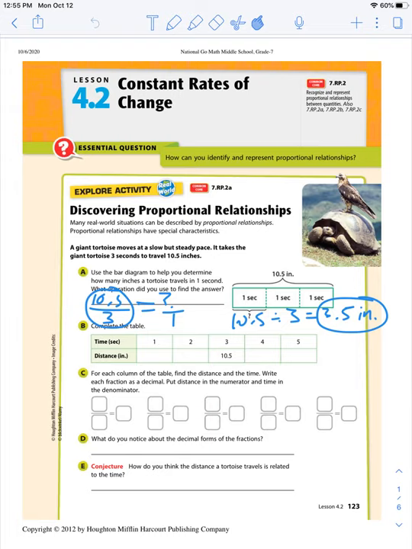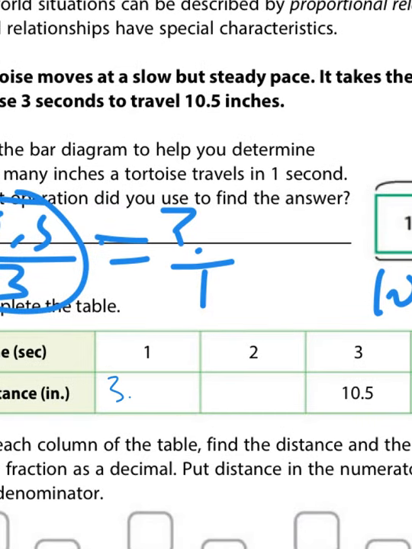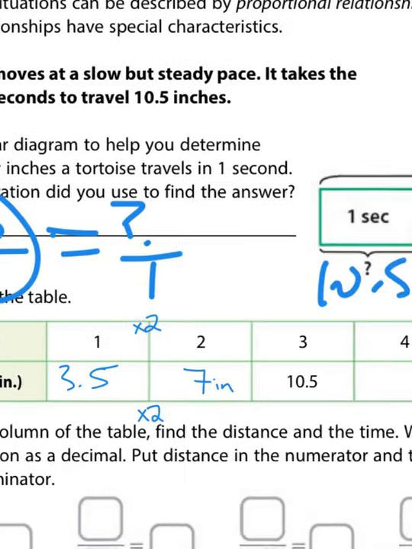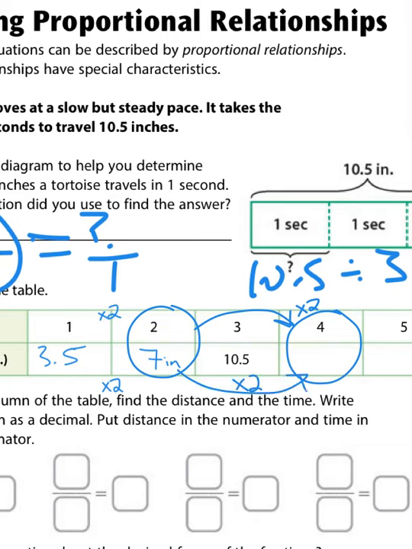All right, let's use that information to complete the table. First, we know he travels 3.5 inches in 1 second. Now, to get from 1 to 2, we multiply by 2. So we're going to multiply 3.5 by 2, and he travels 7 inches in 2 seconds. And let's look at the next box we have to fill in. It is 4 seconds. How far does he travel? We're going to use this proportion to get there. How does 2 get to 4? Multiplies by 2. So now we're going to take 7, multiply by 2, and he travels 14 inches in 4 seconds.